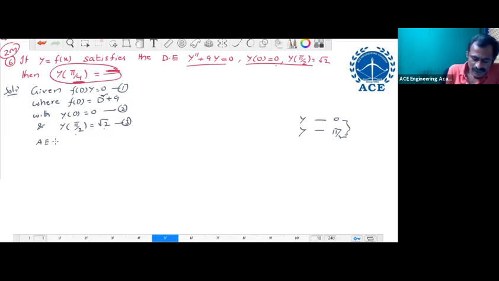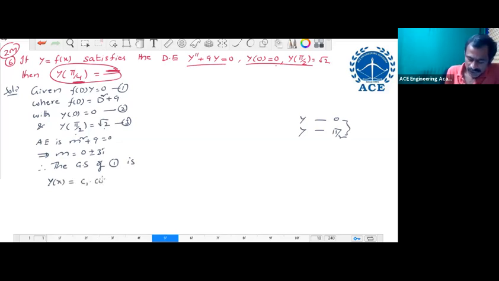Consider the auxiliary equation. The auxiliary equation is m square plus 9 equal to 0, which implies m equal to 0 plus or minus 3i, a pair of conjugate complex roots. Therefore, the general solution of 1 is y of x, because y is in terms of x, equal to e power 0x times c1 cos 3x plus c2 sin 3x. This is equation 4, the general solution. Up to here, finding the general solution is completed.